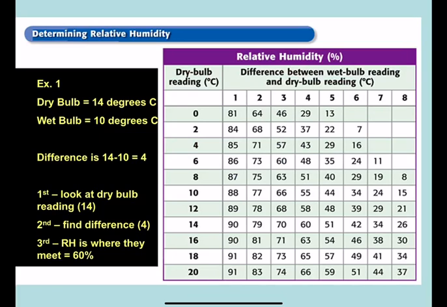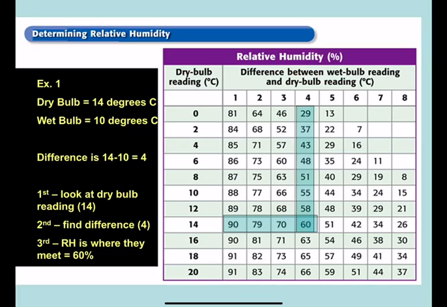Okay, let's determine relative humidity. Example 1. The dry bulb equals 14 degrees Celsius. The wet bulb equals 10 degrees Celsius. Therefore, we take 14 minus 10. 14 minus 10 is 4. So first we're going to look at the dry bulb reading. Second, we find the difference. And now we're going to look at this.